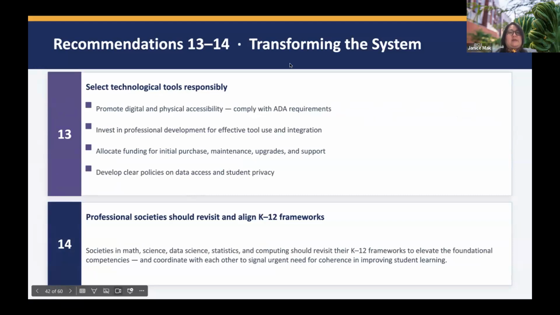And then we also talk about the need to select technology tools responsibly, particularly thinking about accessibility. We want to really think about digital and physical accessibility, investing in effective tool use and integration. And we point to a lot of evidence base, a research base of some examples of how this can be done and how can we extend this work. And thinking about really being wise in our investments to really make sure that there's enough for those upgrades and support. We want to think about clear policies on data access and student privacy.